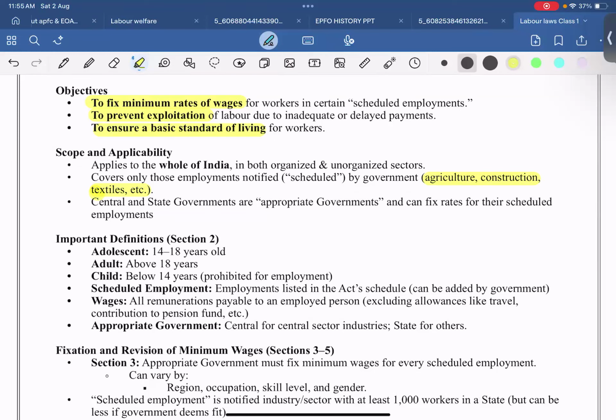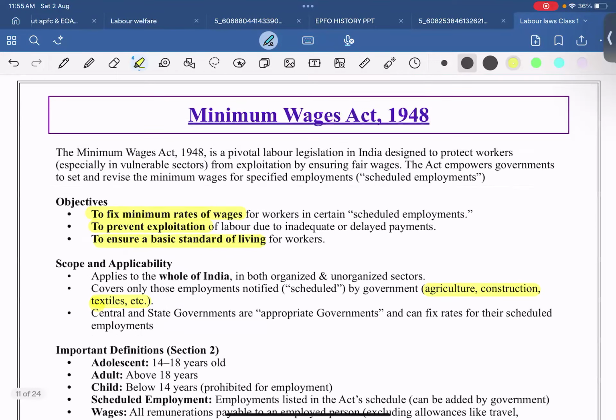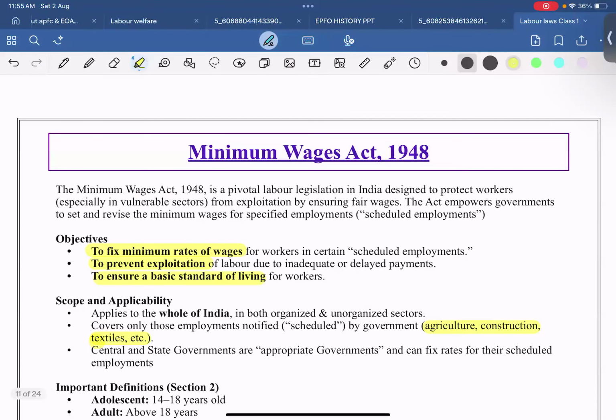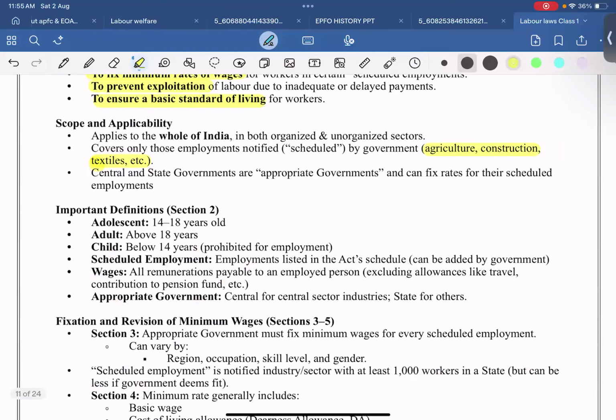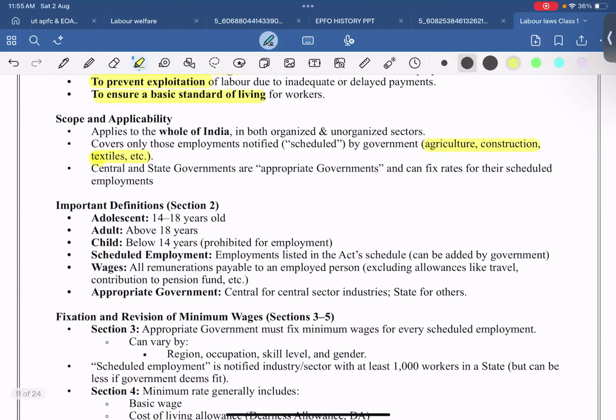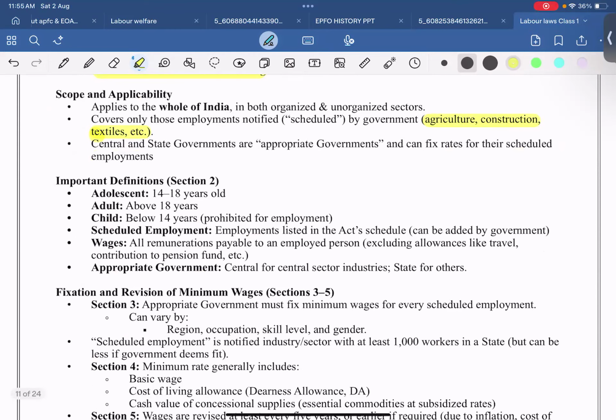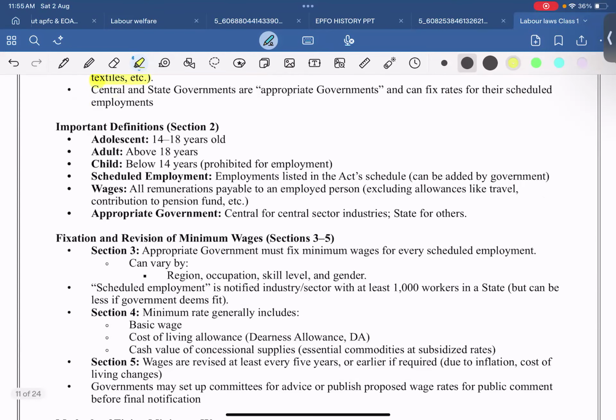Okay. Now, in the acts, we are going to read only the factual things. The factual things and the data facts will be the major area, so you have to remember them. Okay. Important definition. Adolescent, 14 to 18 years old.